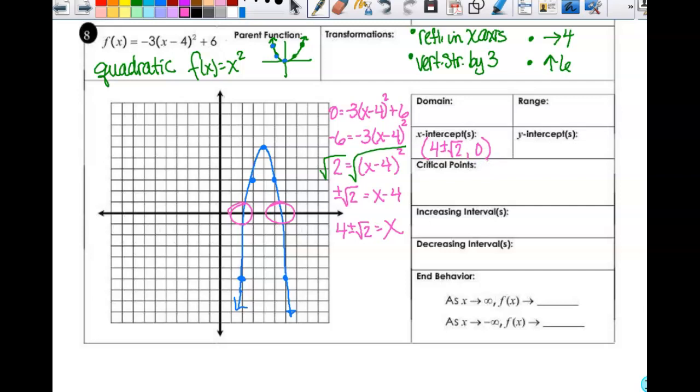What about my y-intercept? Do I know that? Do I have one? Yes. So I have to do f of 0. That's equal to negative 3 times (0 minus 4) squared plus 6. So negative 4 squared is positive 16. So I have negative 3 times 16 plus 6. It's negative 3 times 16. Okay, good. So it's a negative 48 plus 6. So this is at 0, negative 42.